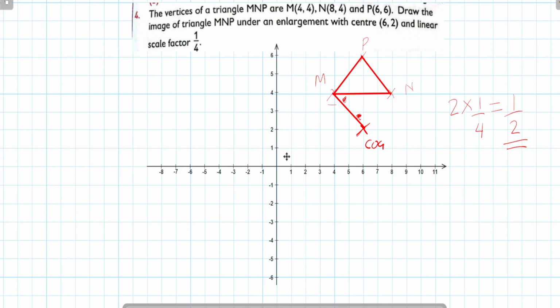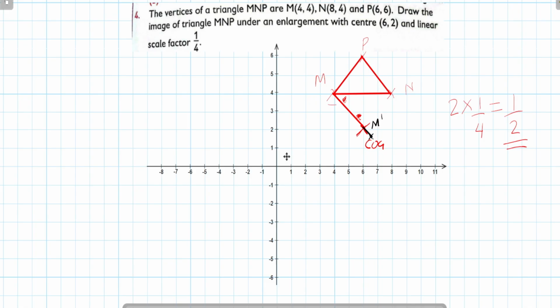So at the end of the day, this is 2 times a quarter, so itakuwa half. A half sasa itakuwa around here, itakuwa somewhere here. Let me use another different color. A half itakuwa hapa, nusu ya hii ni 1, sawa, nusu yake itakuwa somewhere here. So this is your M prime.